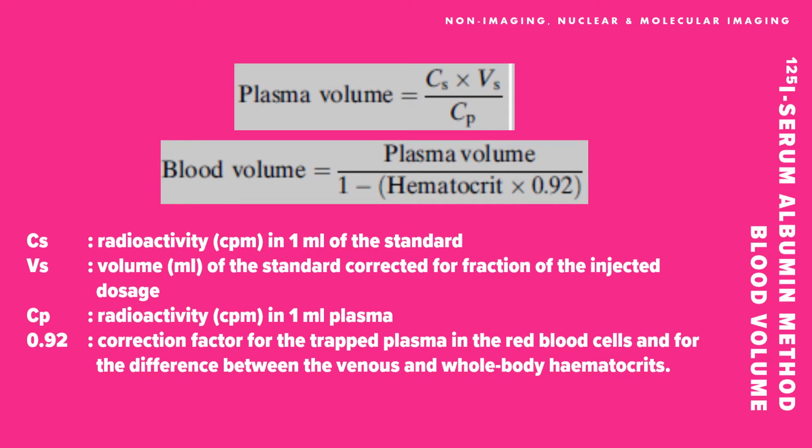And then to determine the blood volume, the value you got for plasma volume, you must divide by 1 minus the hematocrit times 0.92. So what is 0.92? This is actually a correction factor for how much plasma is trapped in the red blood cells, and also for the differences between the venous and whole body hematocrits. From this value, you will be able to determine how much blood volume a particular person has.